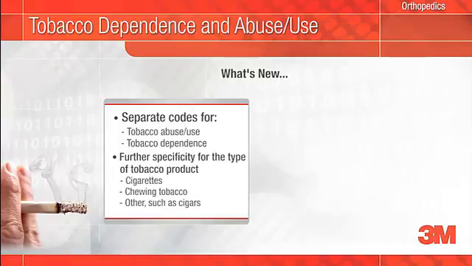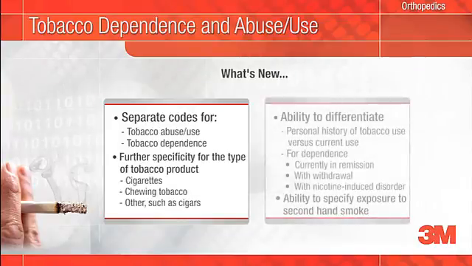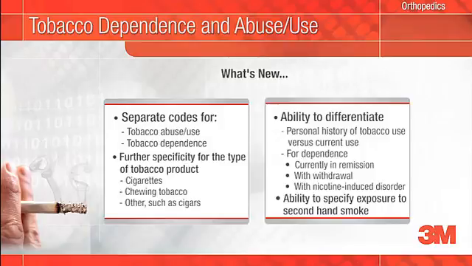For tobacco dependence, ICD-10 provides the ability to report remission and withdrawal. Examples of nicotine withdrawal symptoms include irritability, anxiety, difficulty concentrating, and increased appetite. ICD-10 also provides the ability to show a cause and effect relationship between tobacco dependence and nicotine-induced disorders when documented.